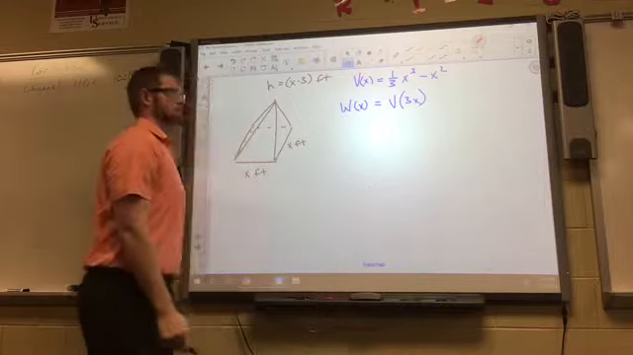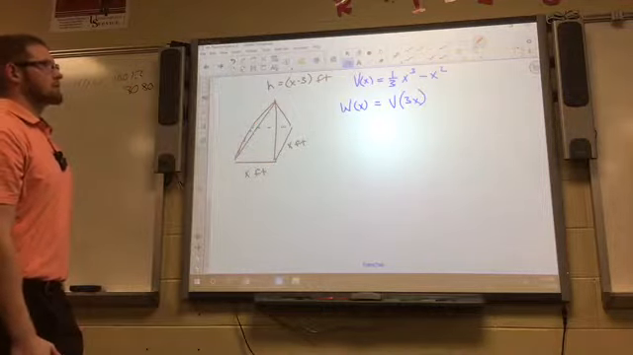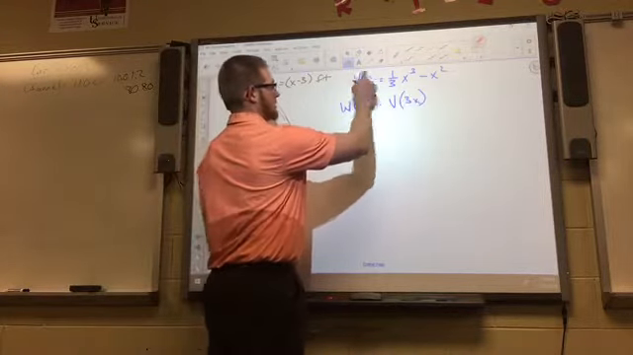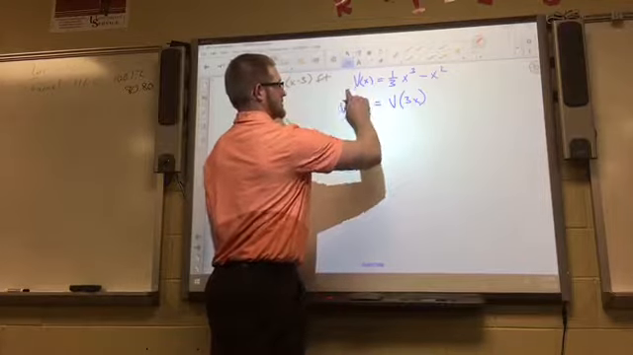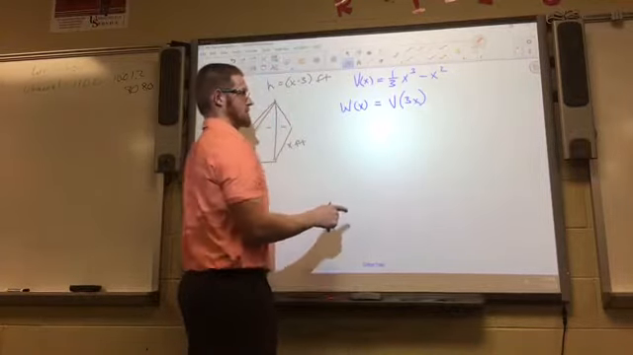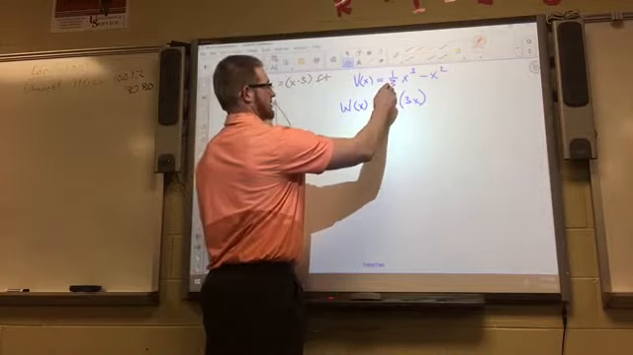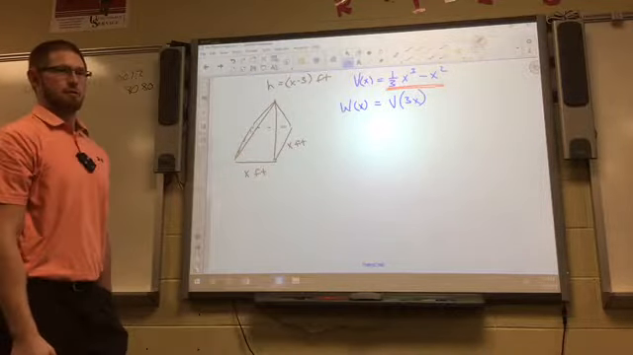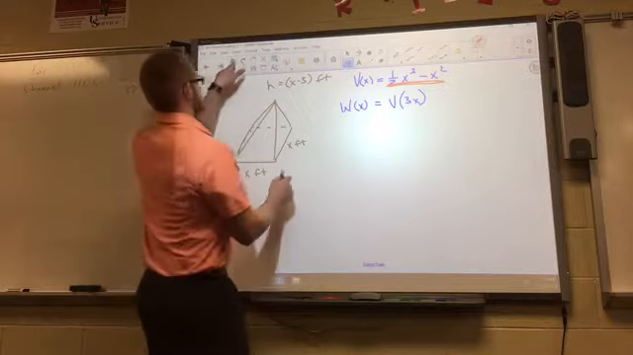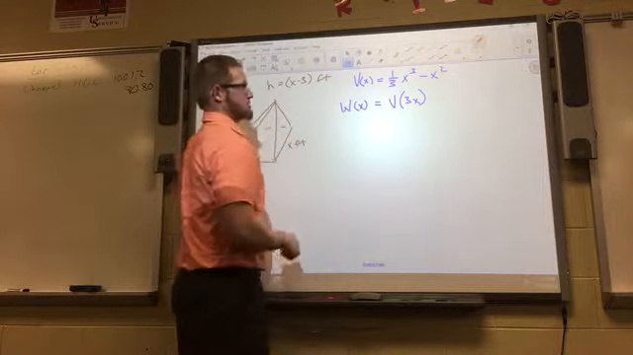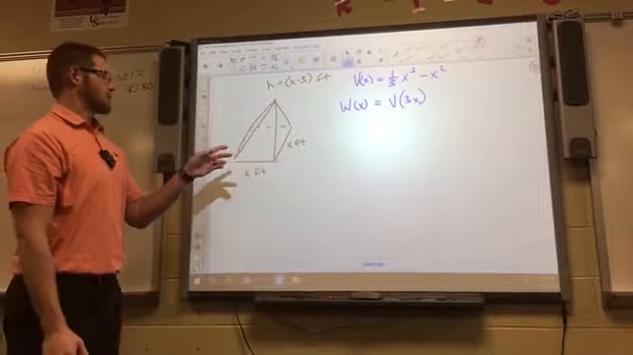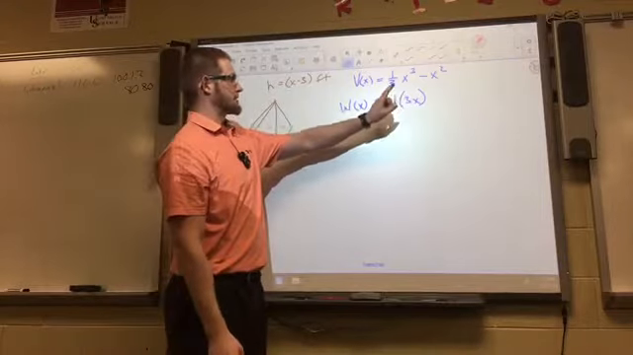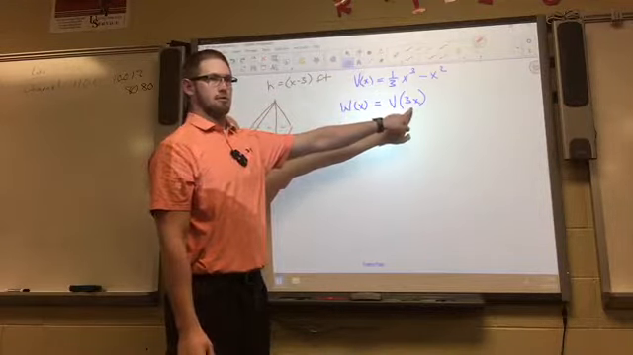Yes, Peyton? Where did the minus x squared go? This is just telling me to transform this function to get W of x. Okay? I have not plugged in anything yet. This is still your function to get it in cubic feet. W of x is going to be our function to get it in cubic feet when given yards. Okay? All they're telling us here is that I need to transform this function using this rule.